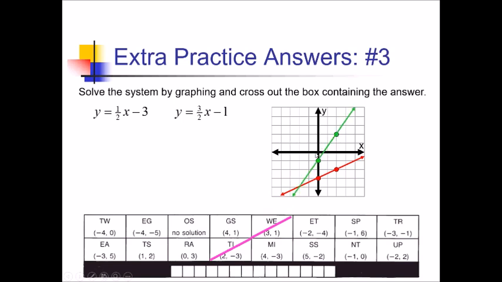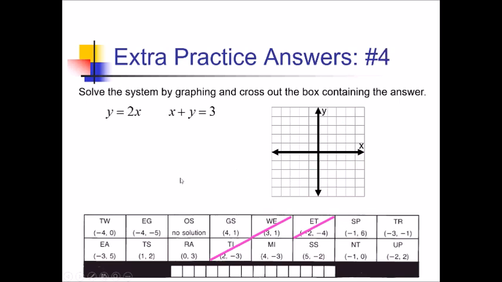Then draw a line as straight as you can through those. Now, if you've done this super accurately, and it's a little bit tough with this kind of a slope, but down here is where they're going to intersect. This is the point -2, -4. And -2, -4, that's this ET right here that we will now cross off.